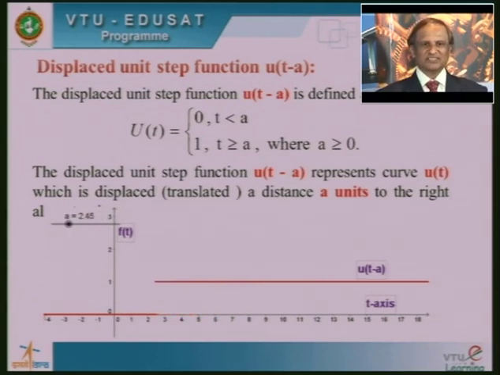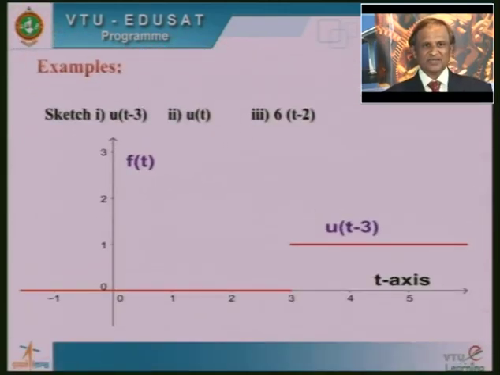The displaced unit step function u of t minus a represents the curve u of t, which is displaced or translated, or sometimes you can say shifted, a distance a units to the right on the t axis. Is it clear? On the t axis, if you give a is equal to 1, it will shift 0 to 1. If you give a is equal to 2, then it will shift 0 to 2. If I give small a is equal to 4, then the curve will shift 0 to 4. So, like that, it will shift.